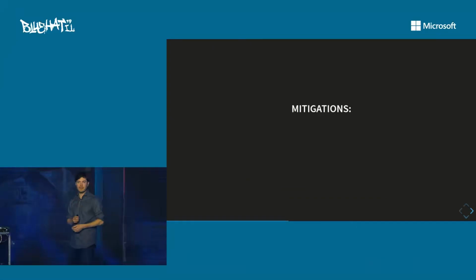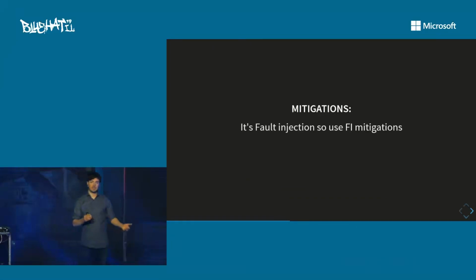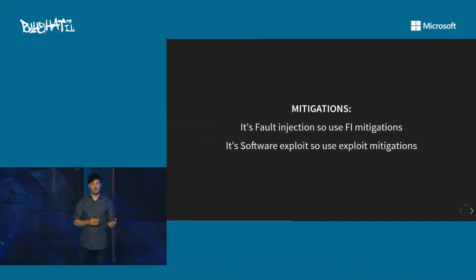So how could you mitigate this? Well, it's fault injection, so you can use all these fault injection mitigations. But on the other hand, it's a software exploit, so you could use all these exploit mitigations.